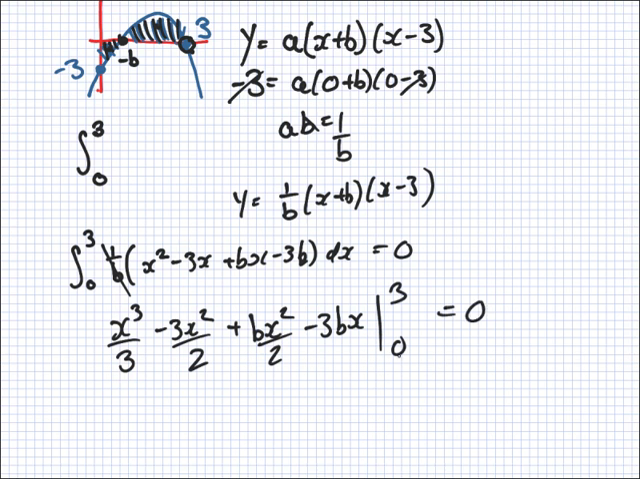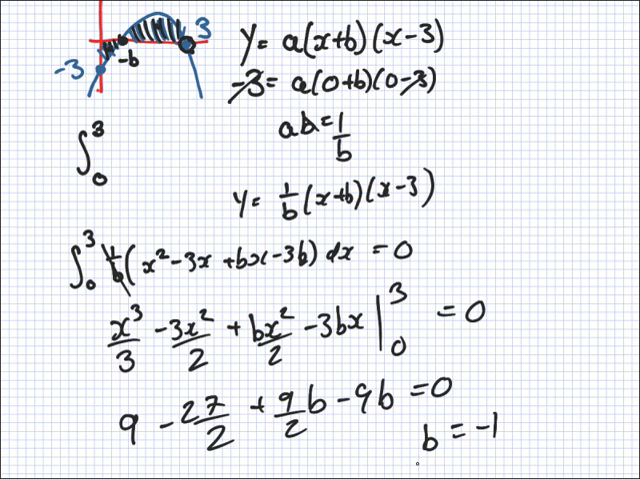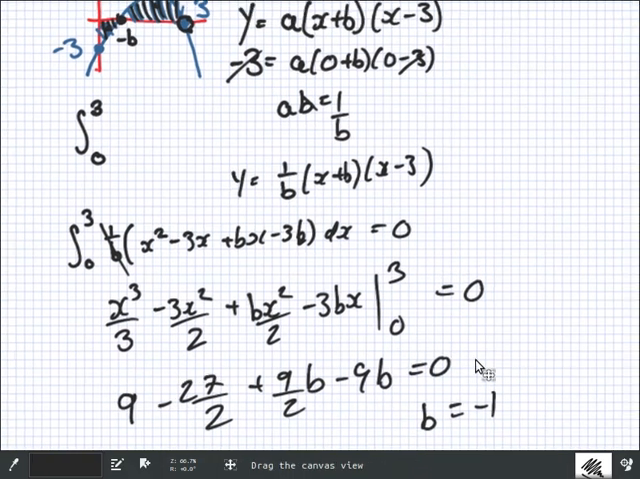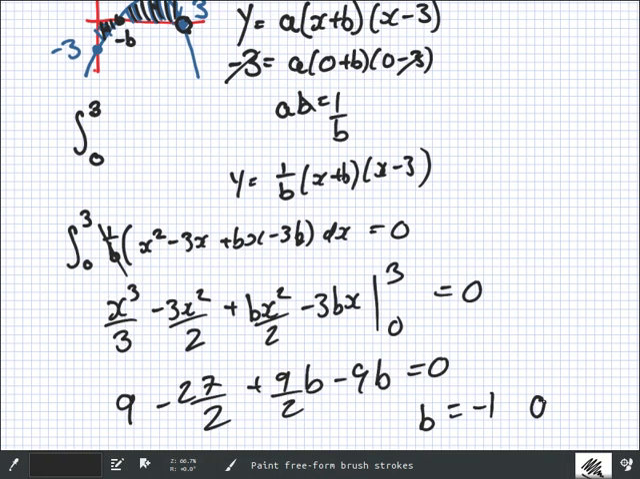There's no point in putting in the 0. Why? Because, well, I get 0. So I just need to put in the 3. So 3 cubed over 3 is 9. That's minus 27 over 2 plus 9 over 2 b minus 9b, that should equal 0. So I'll get b equals minus 1 when I solve this. And that means a equals minus 1.